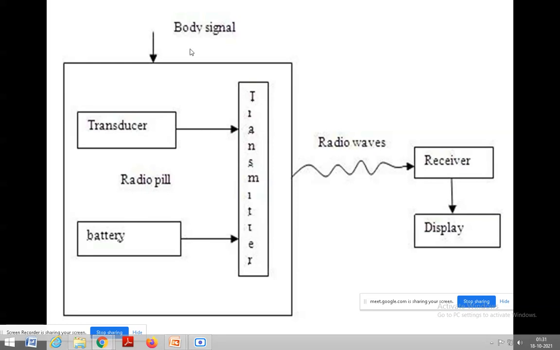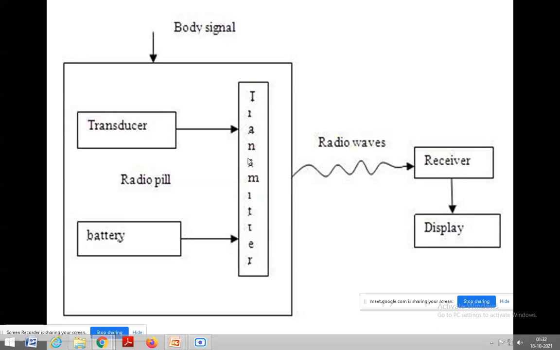So this is the body signal, that is the biosignal, which is going to be collected by the transducer. The transducer, battery and transmitter are enclosed in a container that is called a radio pill. The transducer will convert the biosignal, this body signal, into an electrical signal. This will be transmitted through the transmitter device.